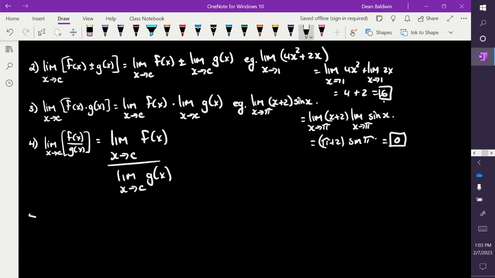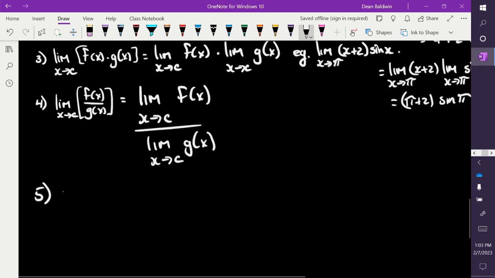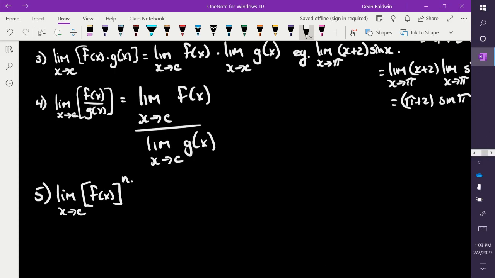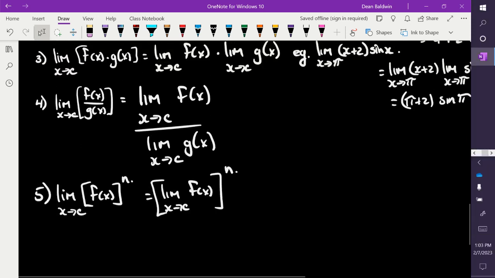And then the last one, the limit as x goes to c of f of x to some exponent. You can make your life easier by doing the limit of the function and then raising your whole answer to the exponent.